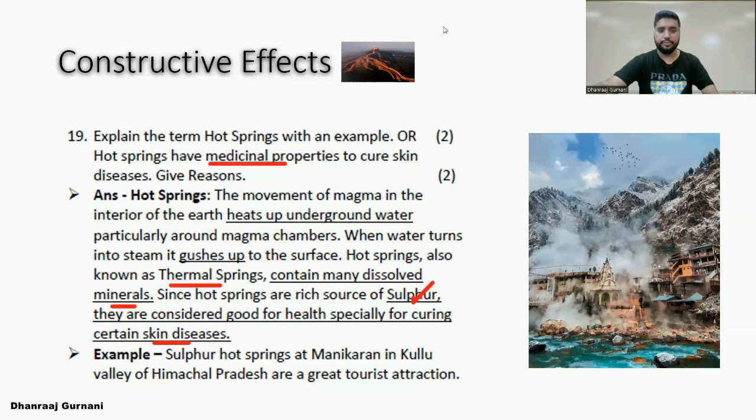Give reasons. So here it is. Hot springs are also known as thermal springs. They contain many dissolved minerals. Since hot springs are rich source of sulfur, they can be considered good for health, especially for curing skin diseases. Examples: sulfur hot springs in India, that is in Manikaran in Kulu. Here is an example, Manikaran in Kulu, that is in the Kulu Valley of Himachal Pradesh, is a great tourist attraction spot as well.